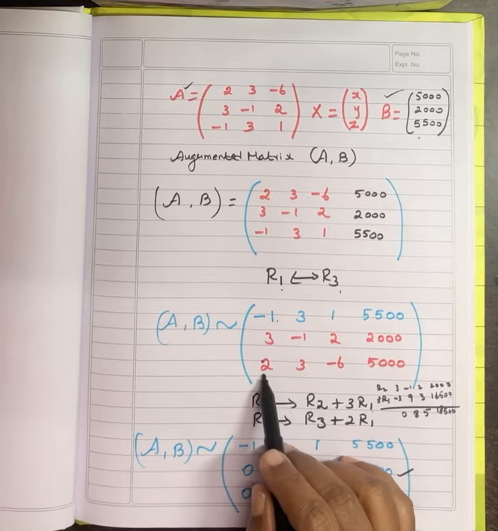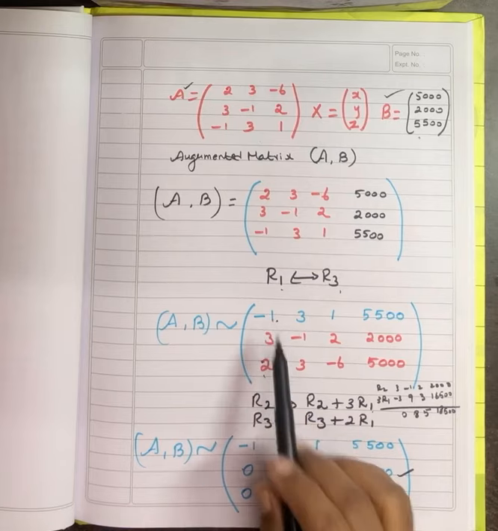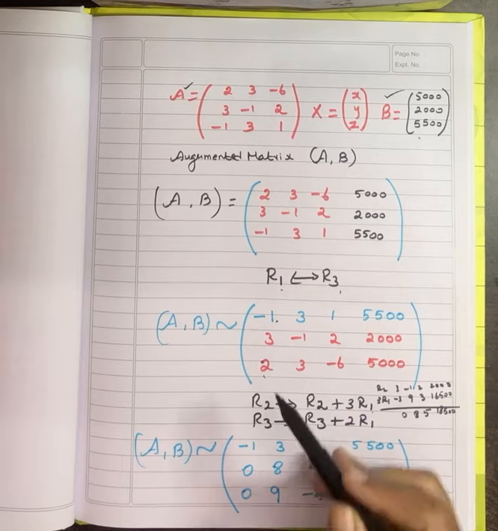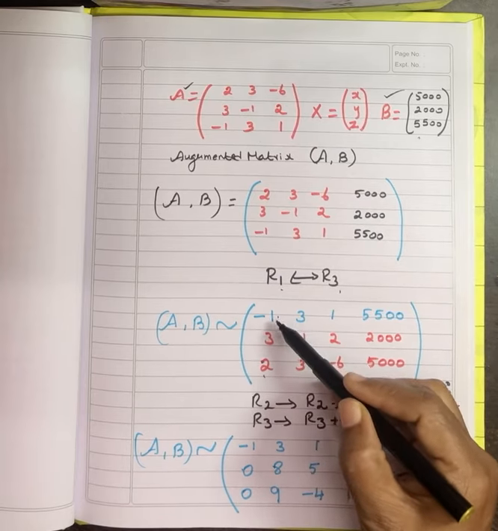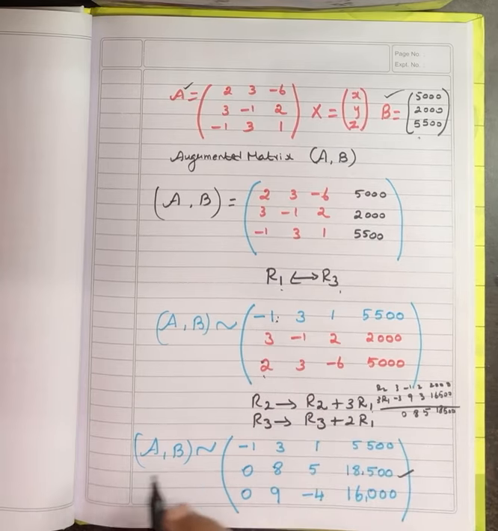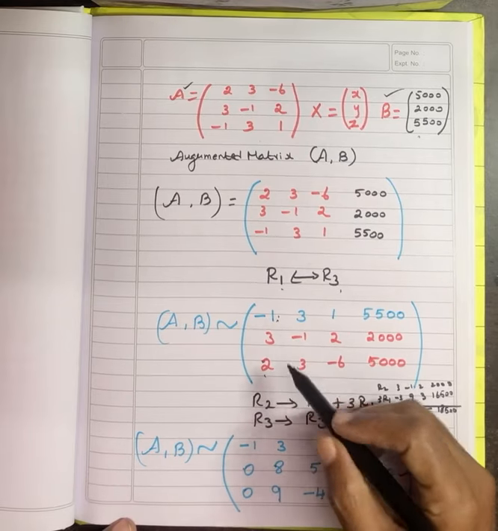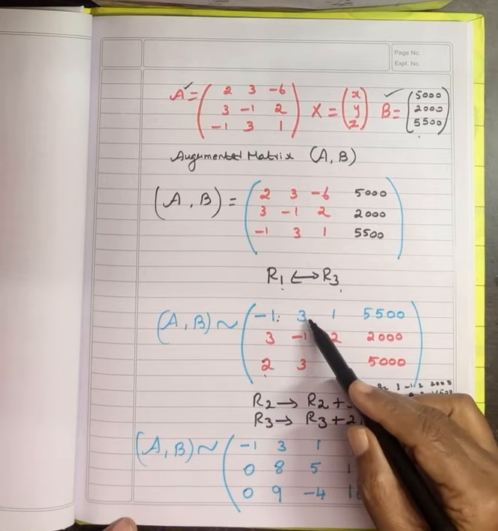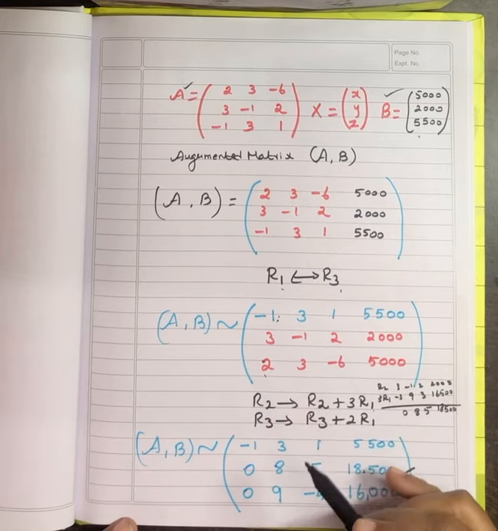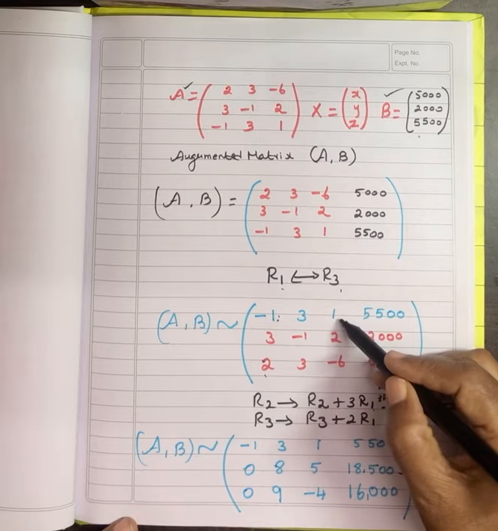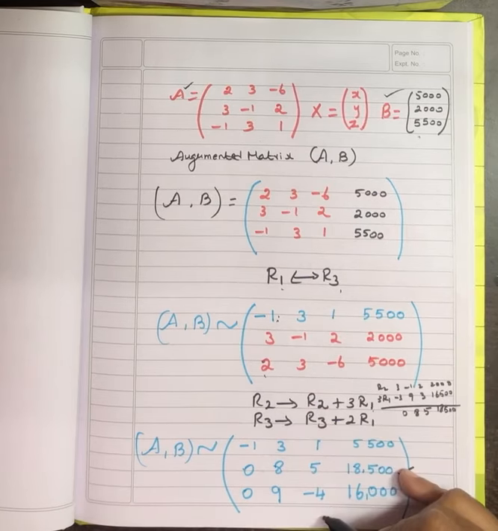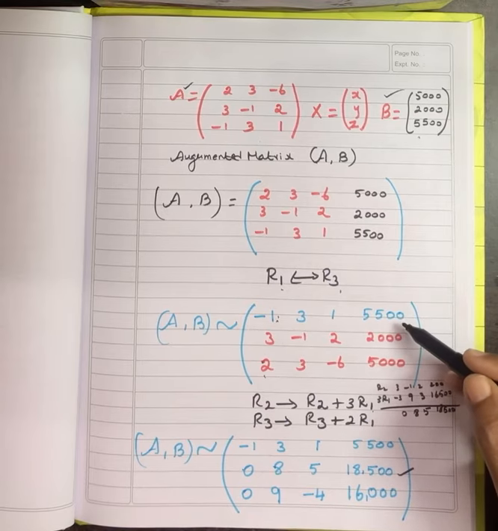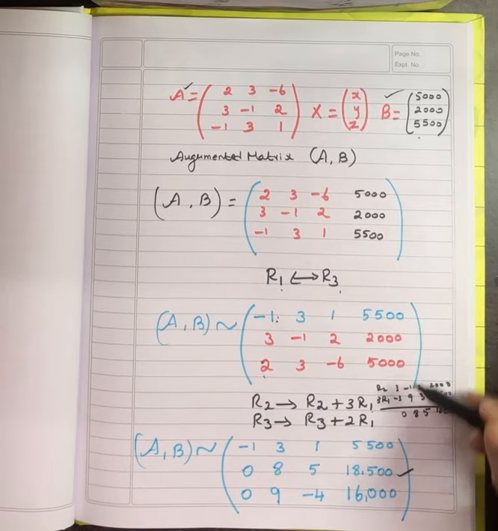Here, third row I have 2. I want 2 here. So first row I must multiply by 2. I have to add with the third row. If I multiply with the 2, I don't have place, so check. So 2 and minus 2, 0. If I multiply with 2, 6, 3 plus 3, 9. If I multiply with 2, it will become minus 4. If I multiply with 2, 10,000 and 11,000, I have to add with this, so 16,000.